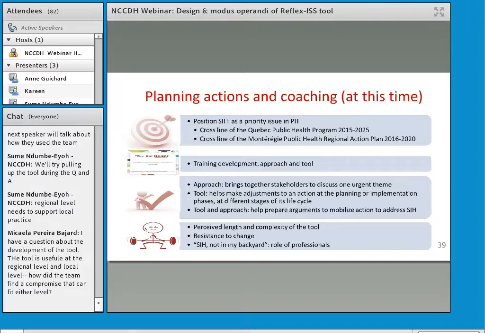There's a lot of work being done now in Montérégie to make social inequality in the backyard of everyone, every team, every professional. Even if you're in protection, prevention, in a different position, local, regional, it is in your backyard. So the message that the Directrice de Santé Publique, the Public Health Directress, is saying is that it's the role of everyone.